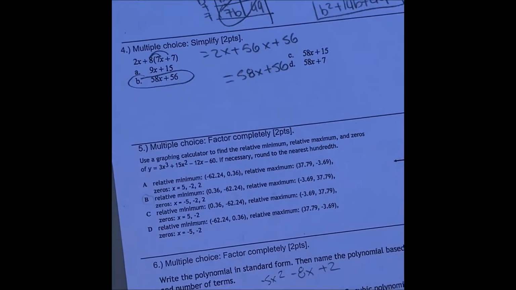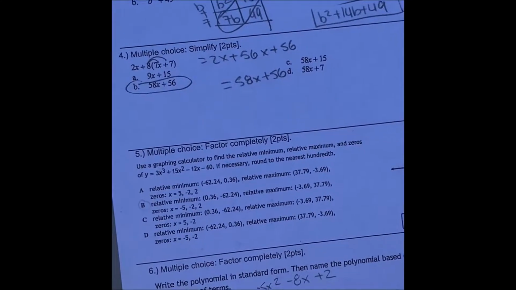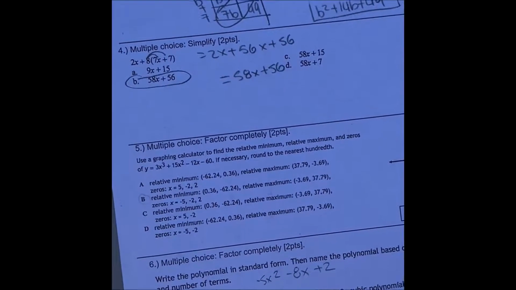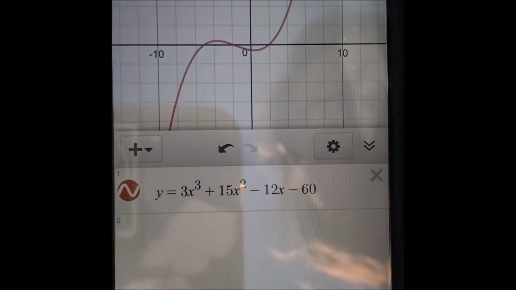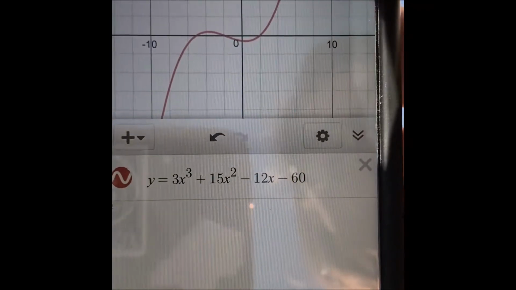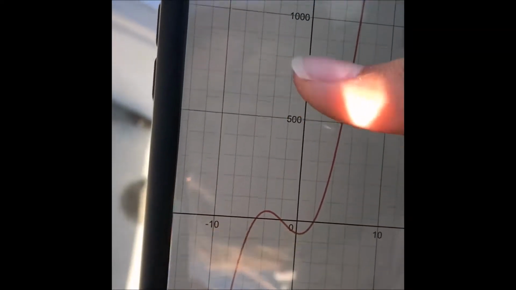This is number 5. We're going to use a graphing calculator to find the relative minimum, relative maximum, and zeros of y equals 3x cubed plus 15x squared minus 12x minus 60. So we plugged y equals 3x cubed plus 15x squared minus 12x minus 60 into the graphing calculator, and this is the graph we got.